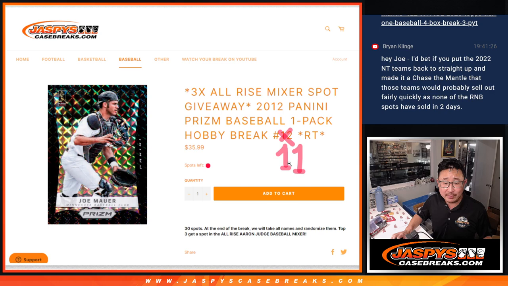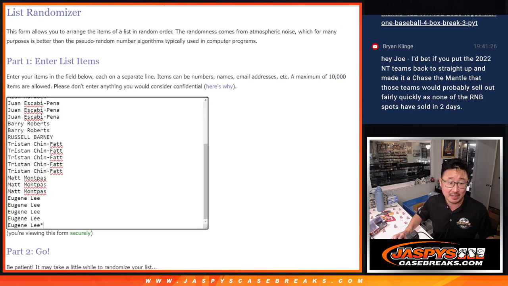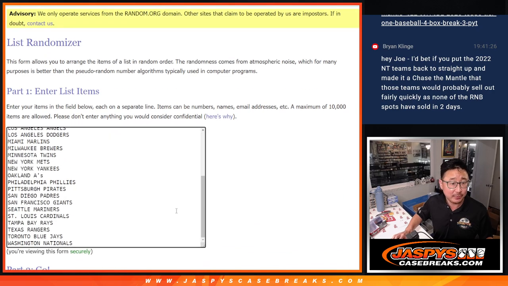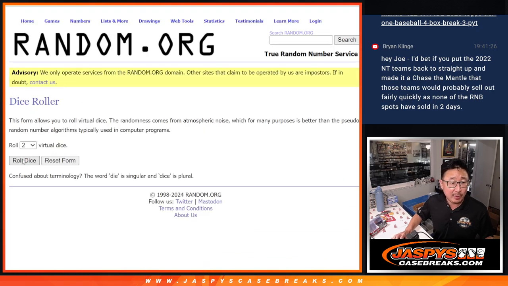Random team number 11 with three spots given away in that All Rise Aaron Judge Baseball Mixer. Big thanks to this group for getting in on it. We got a ways to go on it, but keep chipping away at it, ladies and gentlemen. Thank you. Let's do the pack break first.